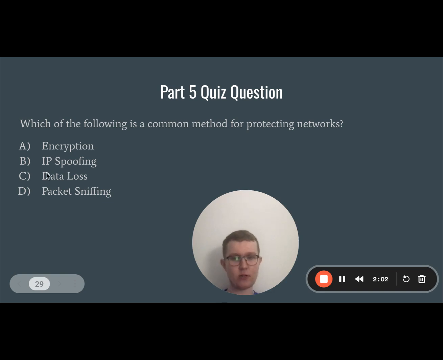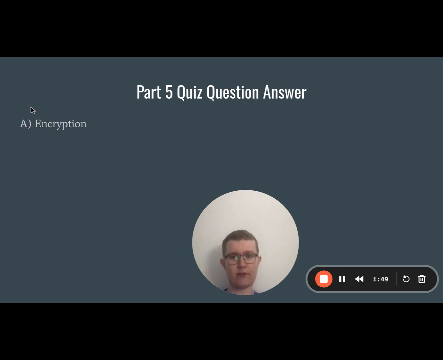And data loss really doesn't have anything to do with this. This has a lot more to do with how the network is performing, not so much the security of it. So the only other option that makes sense is A, encryption, which we see right here. Obviously we have several methods for doing this. I talked about encryption, firewalls, authentication, and also IDS and IPS systems. So encryption is the only one out of this selection that we can choose for security.